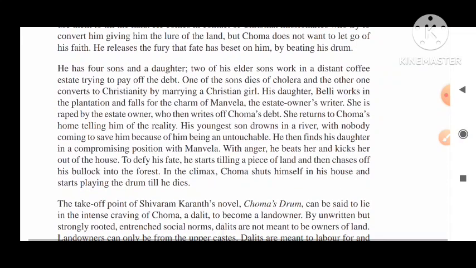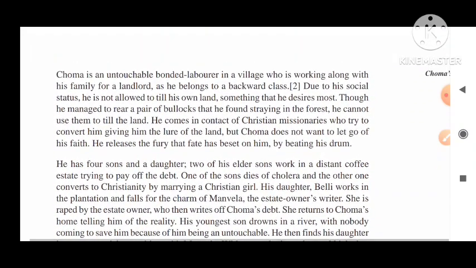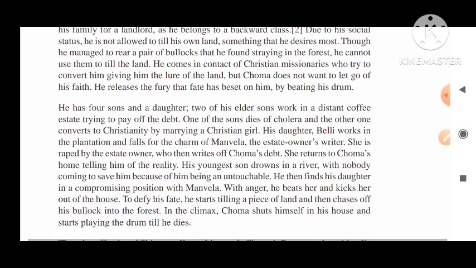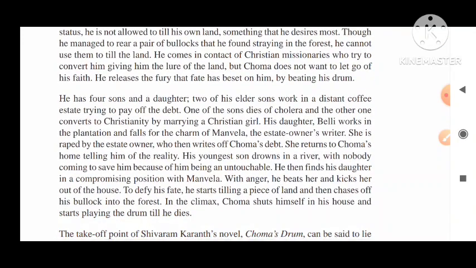He realizes the fury that fate has beset on him by beating his drum. So, in the first paragraph, you can see Choma is an untouchable bonded laborer in a village. Okay, so a bonded laborer has some limitations inside the village. So, that is described in the first paragraph.